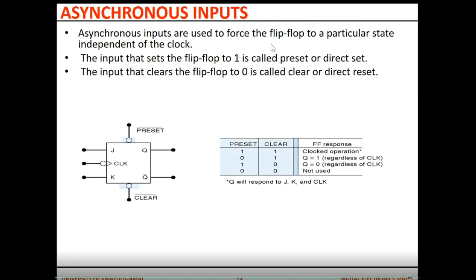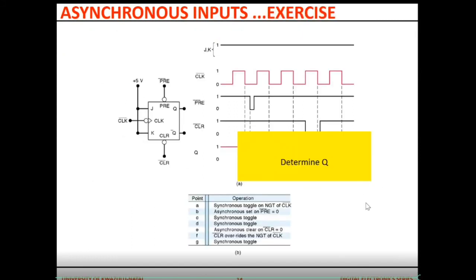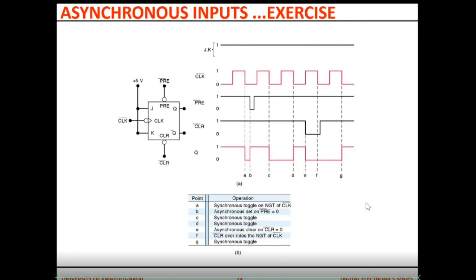Asynchronous inputs are used to force the flip-flops to a particular state independent of the clock. The input that sets the flip-flop to 1 is called preset, and the input that sets the flip-flop to 0 is called clear. And they actually don't care about the clock. Once it's asserted, that happens. So use that to determine the timing diagram.